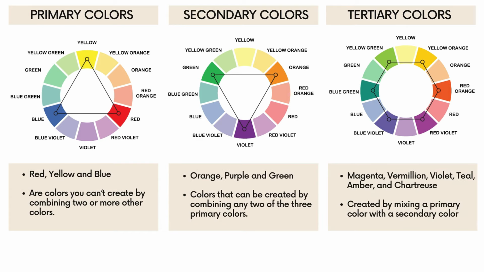Primary colors are colors you can't create by combining 2 or more other colors. The primary colors are red, blue, and yellow. The secondary colors are orange, purple, and green. In other words, colors that can be created by combining any 2 of the 3 primary colors. Tertiary colors are created by mixing a primary color with a secondary color. The tertiary colors are magenta, vermilion, violet, teal, amber, and chartreuse.